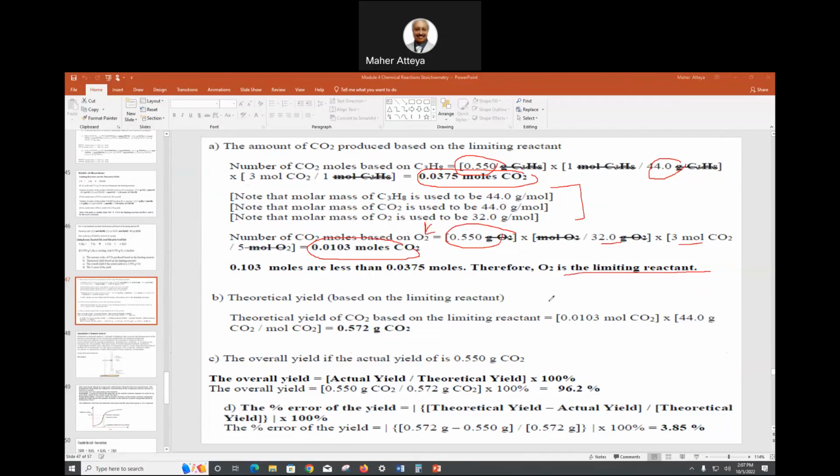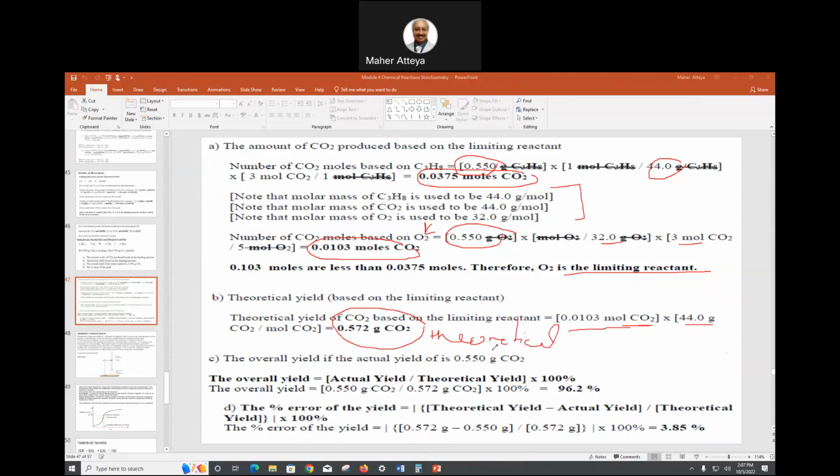So we'll base our calculation on oxygen, which is 0.103 moles, and then we multiply it by the molar mass of the product. That's produced from the limiting reactant calculation. You get the number of moles of the product. Now, this will be your theoretical yield. This is your theoretical yield calculation. You did not do anything, you did not do the experiment.